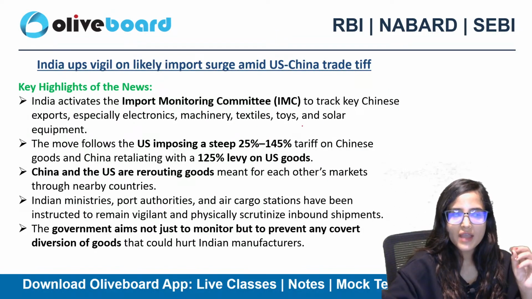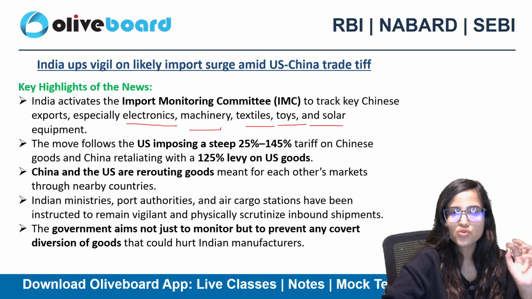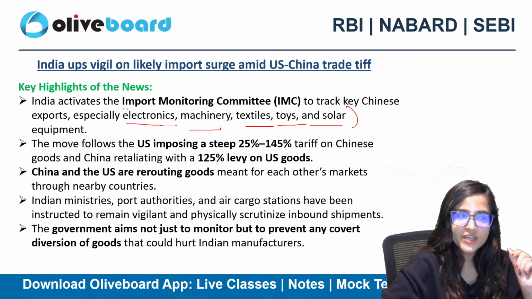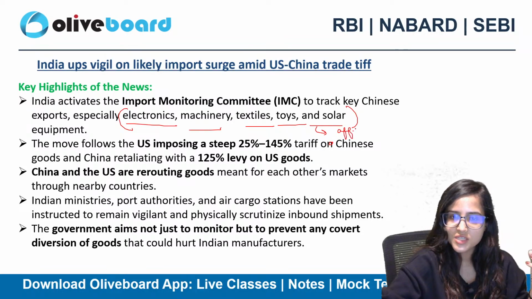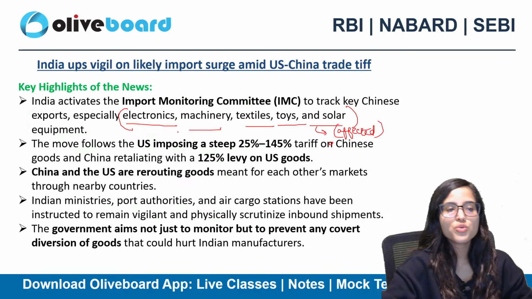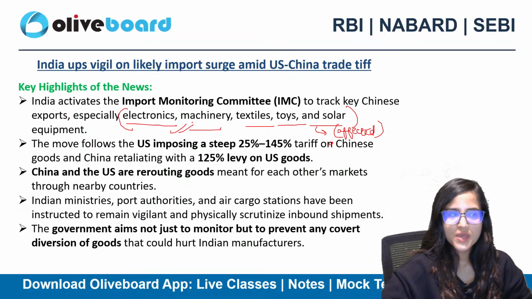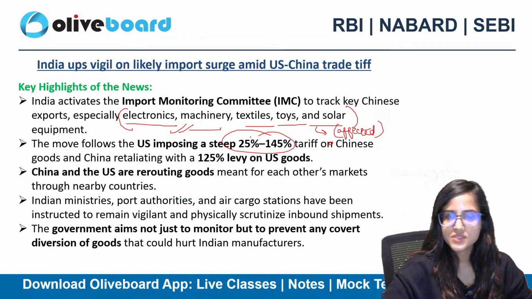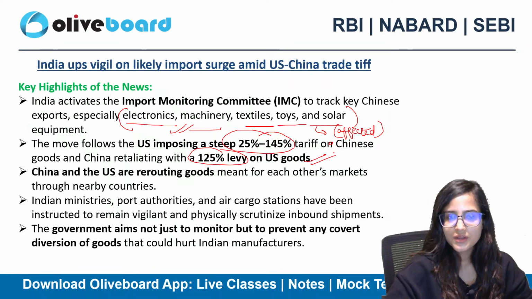Okay, so we are going to track key Chinese exports, especially electronics, machinery, textiles, toys, and solar equipment, because these are the most affected parts because of the US tariffs. So we are going to monitor these kinds of products coming into India, because we have seen that the US is imposing steep tariffs, 25 to 145%, and China has also retaliated with a 125% levy on US goods, right? Then China and the US are rerouting goods.